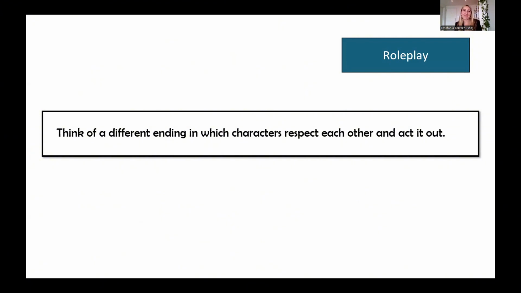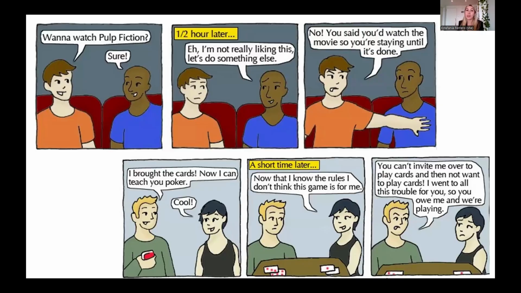Consenting. Here are other examples. For instance, "Want to watch Pulp Fiction?" "Sure." Half an hour later. "I'm not really liking this. Let's do something else." "No, you said you'd watch the movie, so you're staying until it's done."